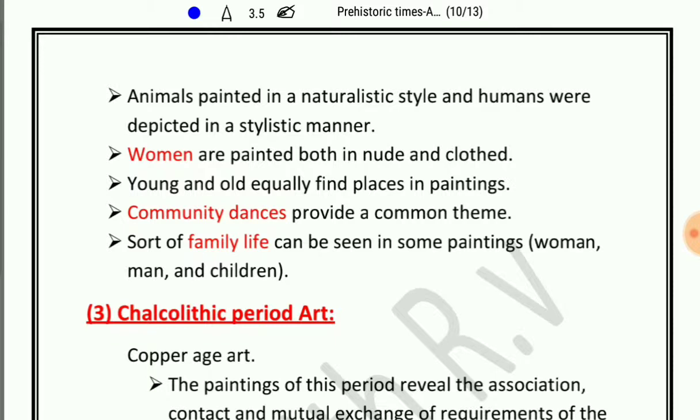What was the position of women? Women were also visible in the paintings, and they are painted both nude and clothed. Community dances were also prominent, and it was a common theme. A sort of family life can also be seen in some paintings.